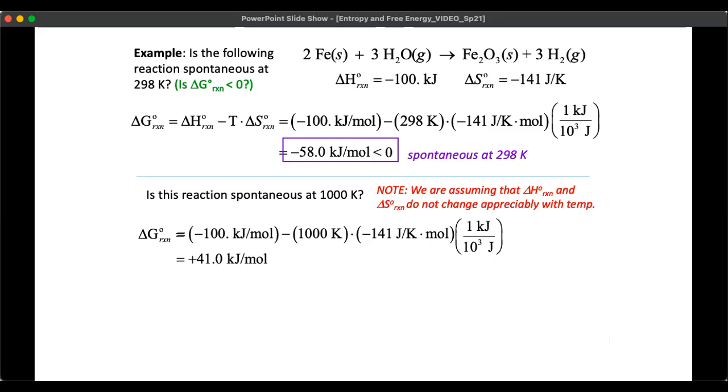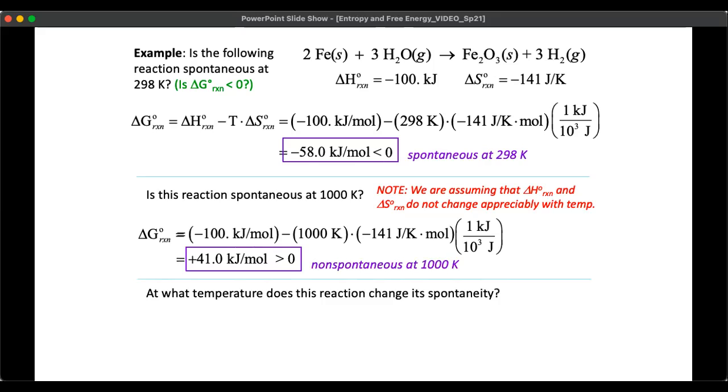So what we find is that this is a positive number, 41 kilojoules per mole. So this is not spontaneous at 1,000 Kelvin. It means a reverse reaction, hydrogen gas reacting with Fe2O3 to form iron and water, would be spontaneous. But as it's written, not spontaneous at 1,000.